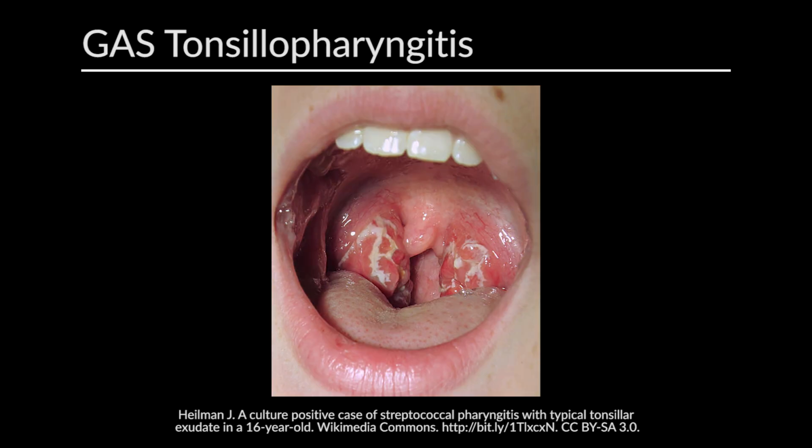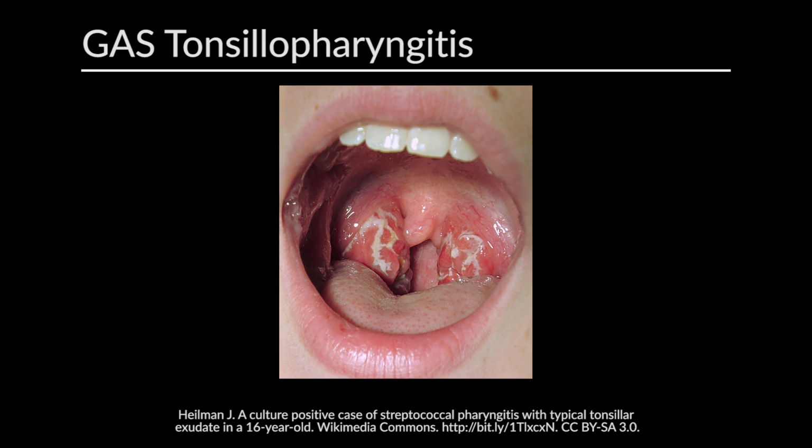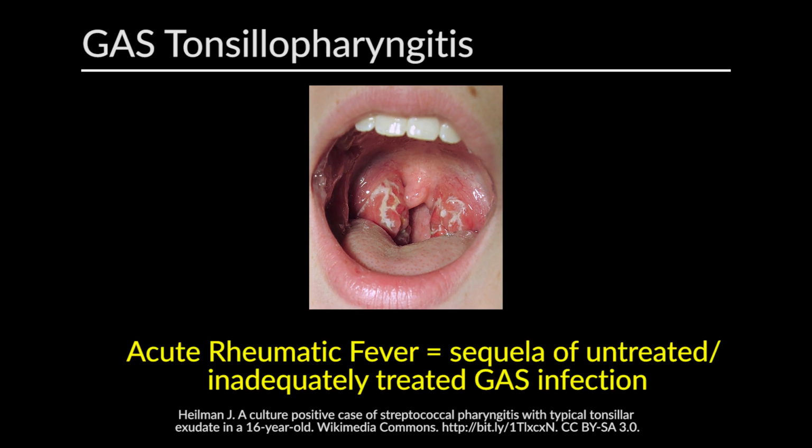This is a picture of a patient who presents with tonsillopharyngeal infection by group A streptococcus. It shows severely inflamed tonsils with presence of pus, and the culture has revealed group A streptococcus. Acute rheumatic fever is a sequela of untreated or inadequately treated group A Streptococcus infection of the tonsillopharynx.